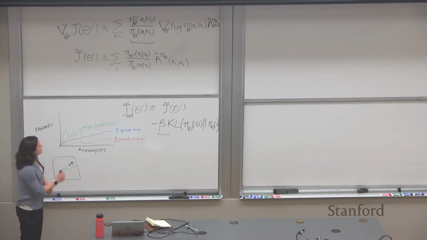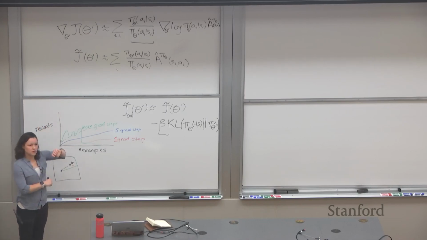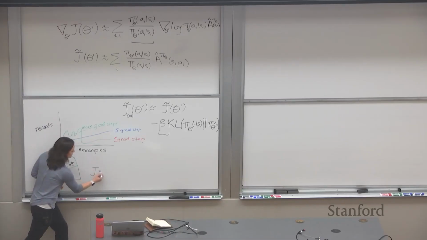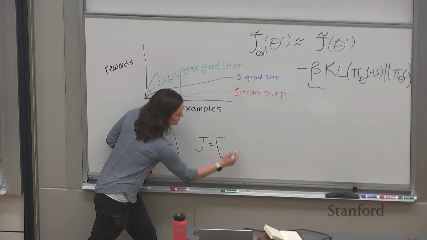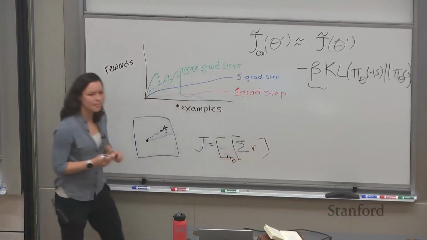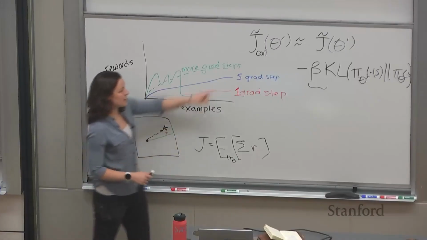What's the difference between J theta and J tilde theta? I'm using J tilde to refer to the surrogate objective, because it's technically not the true objective. The original J theta objective was equal to the expected sum of rewards, so it was the sum of rewards here. This is an estimation of that.